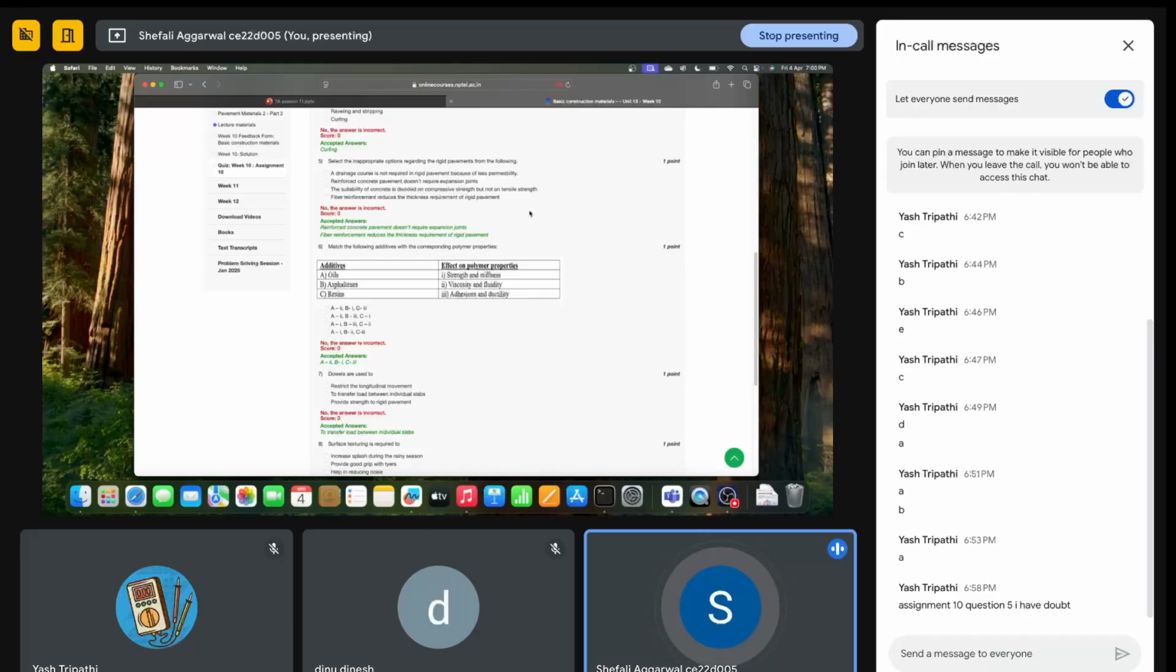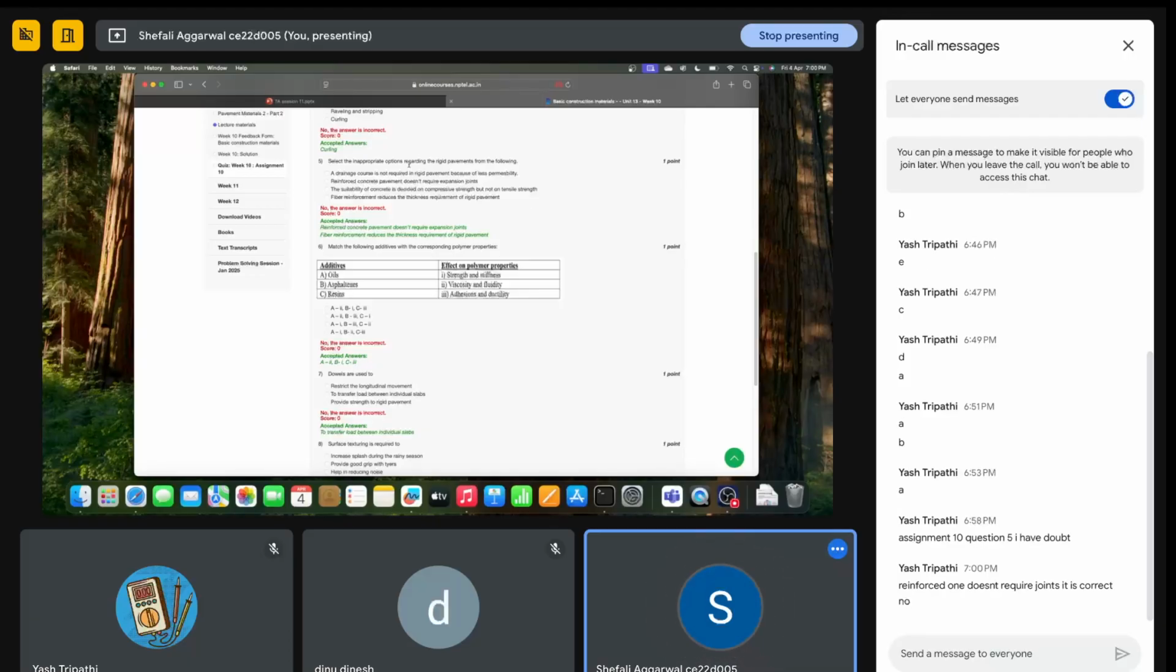Yeah, so what is your doubt? Yash, can you type your doubt or you can speak up also if you want. So, okay, I will just explain in general.